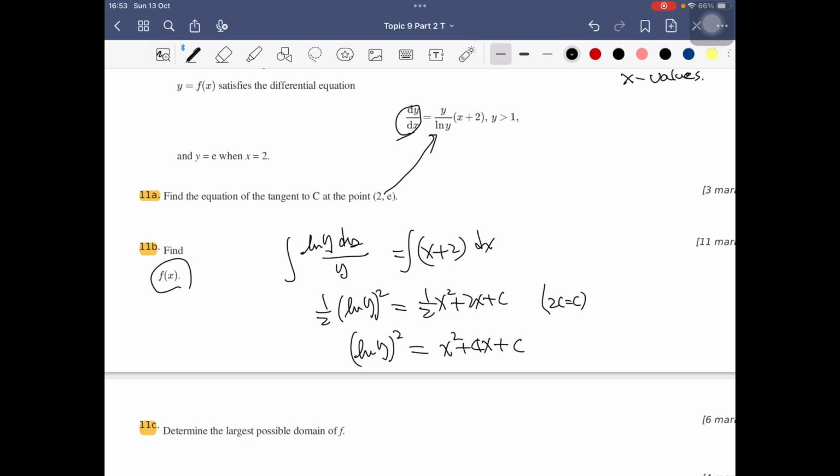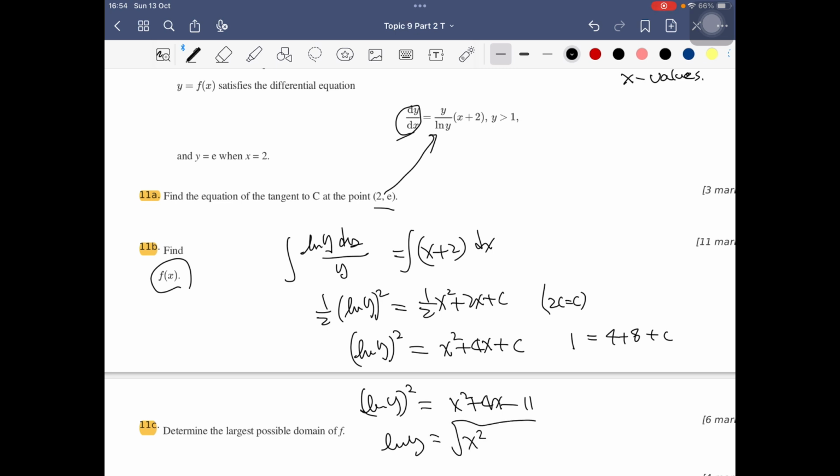So here, when x equals 2, y equals e. So 1 equals 4 plus 8 plus c, so c is negative 11. So ln y squared is x squared plus 4x minus 11.